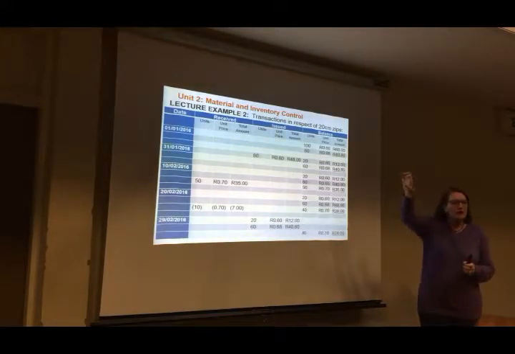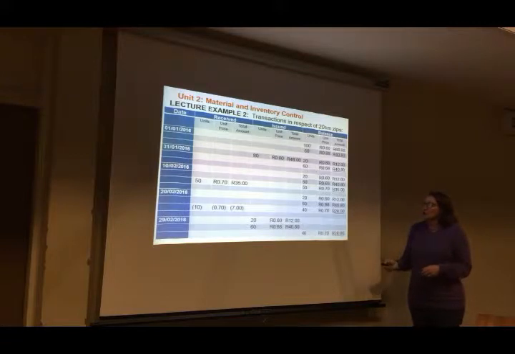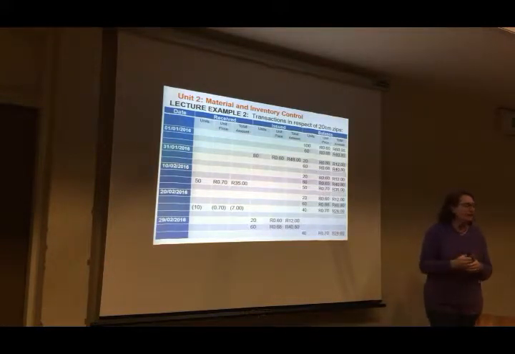You're given first how much you bought and when you bought it, and then what you used and when you used it. You must get it in date sequence. Okay. So, that's FIFO. Are we okay with FIFO?